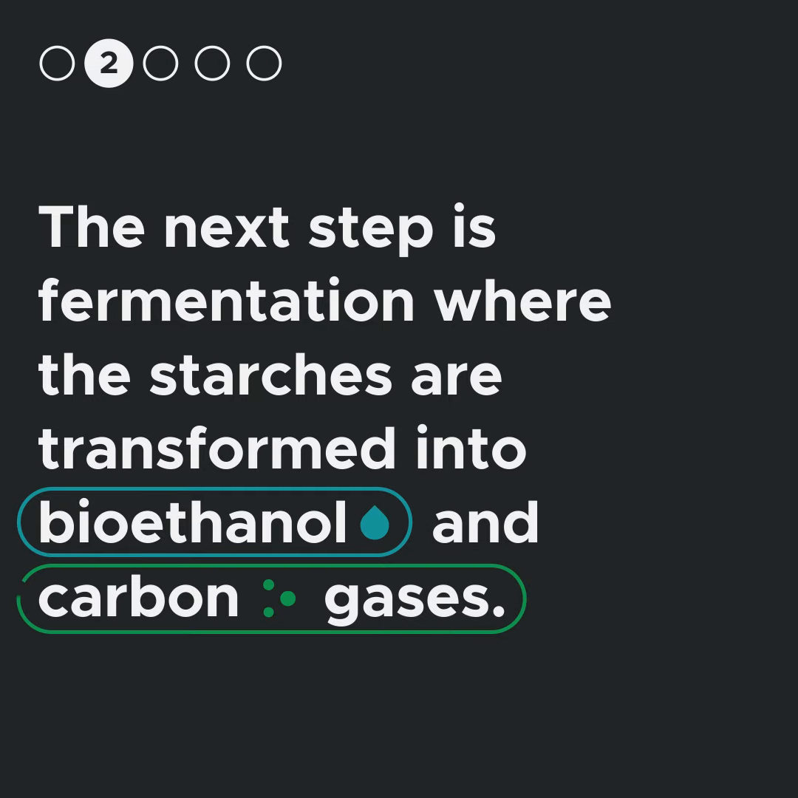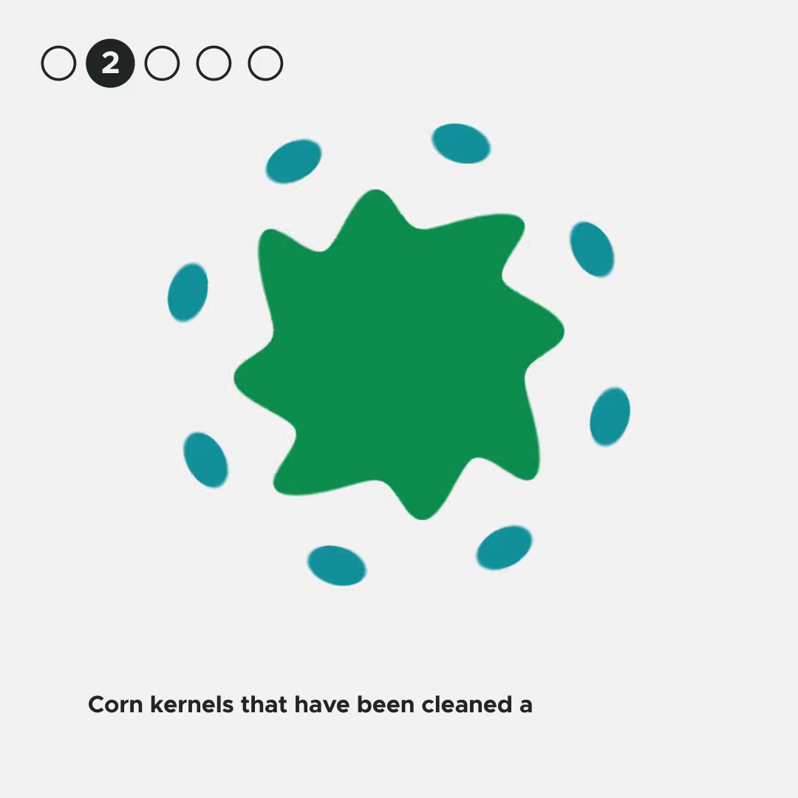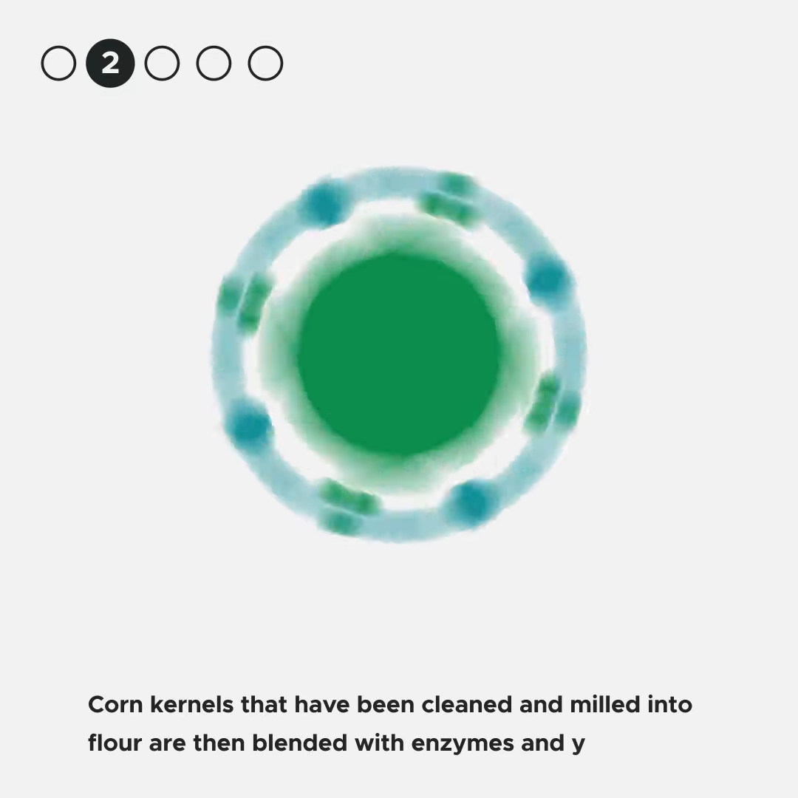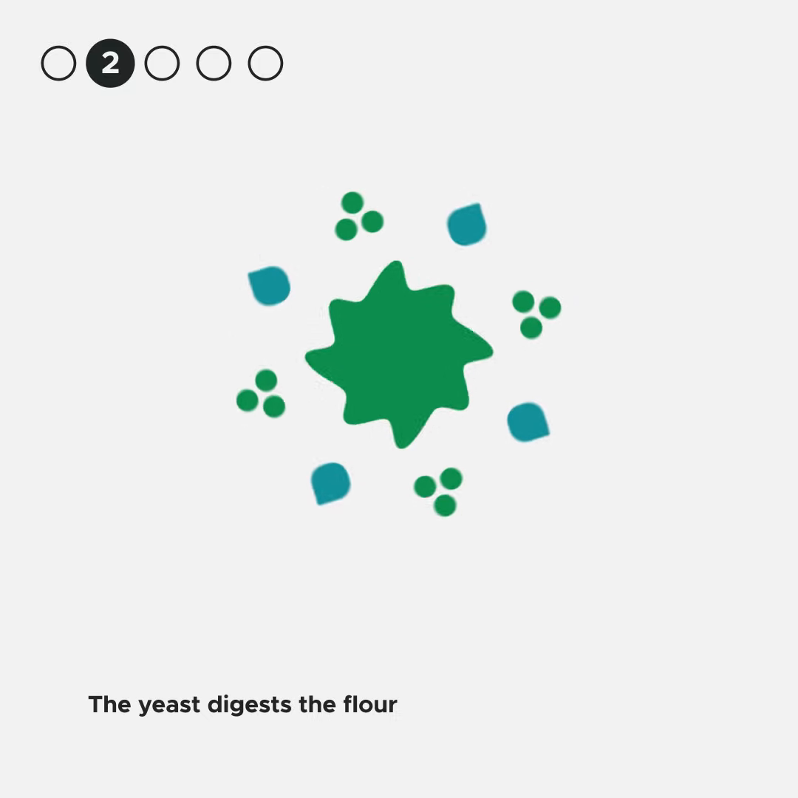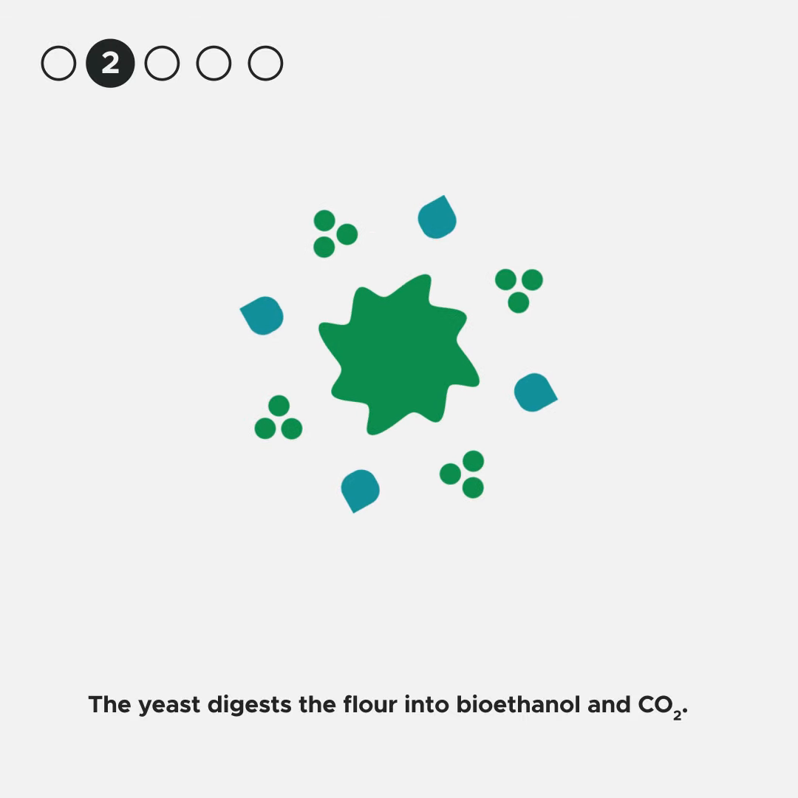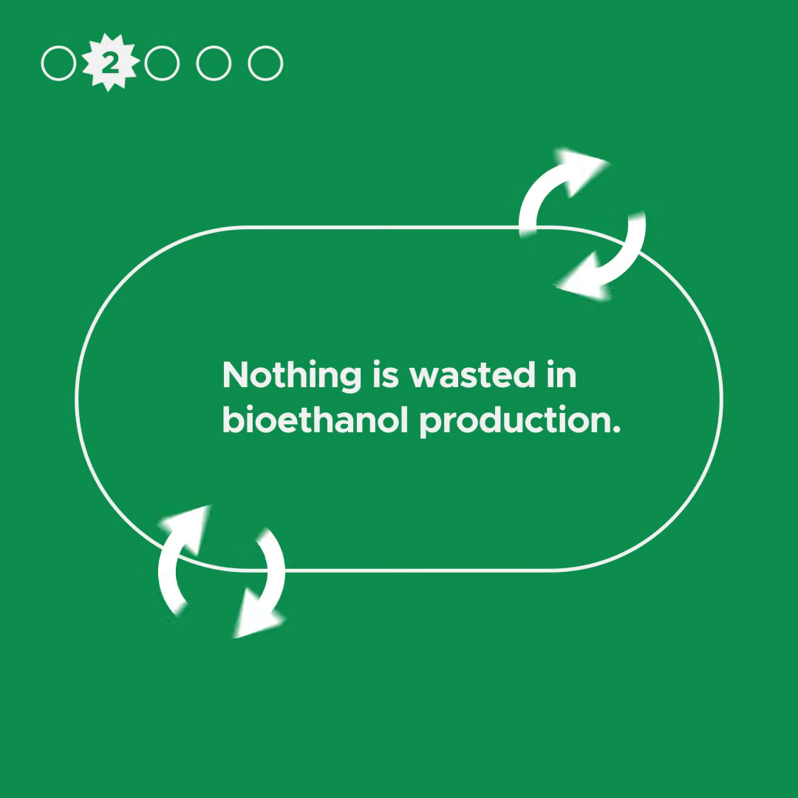The next step is fermentation, where the starches are transformed into bioethanol and carbon gases. Corn kernels that have been cleaned and milled into flour are then blended with enzymes and yeast. The yeast digests the flour into bioethanol and carbon dioxide. Nothing is wasted in this process.